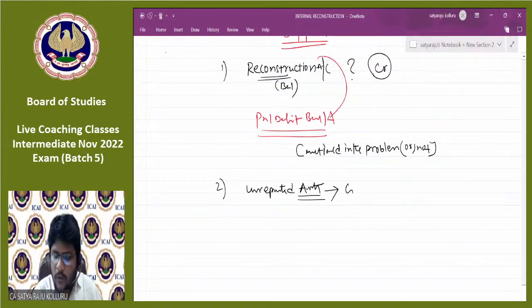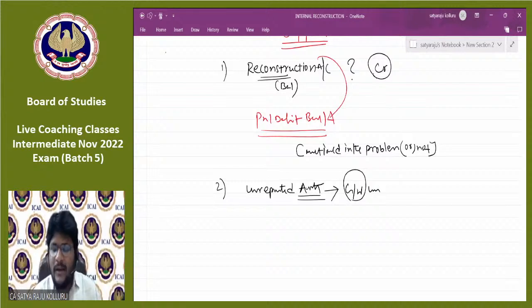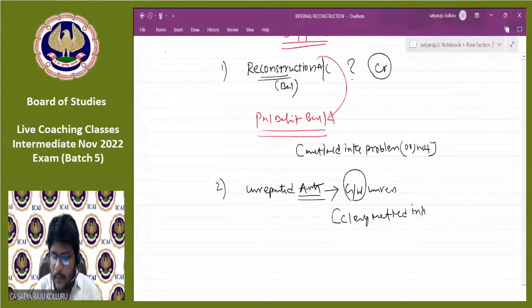For example, if goodwill is there which is unrepresented, and it is clearly given, then don't straight away cancel. If it was clearly mentioned that goodwill is unrepresented, or you need to cancel it, something like that clearly mentioned in the problem. Any intangible asset or any other asset, if it is specifically mentioned that it is unrepresented and we are going to cancel it with the reconstruction, then only you can cancel with the reconstruction.